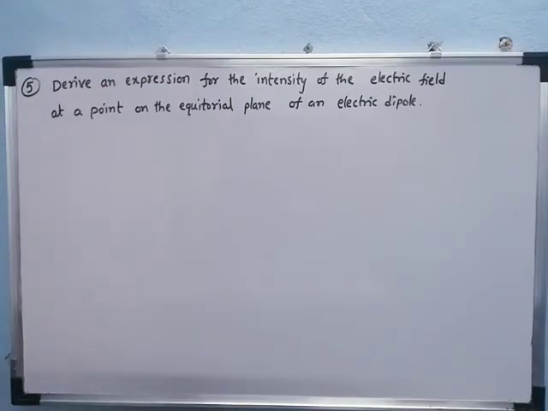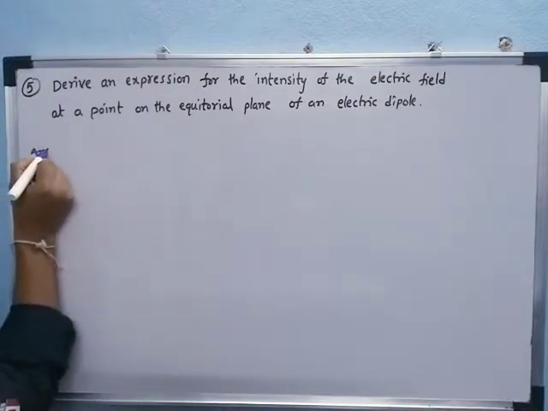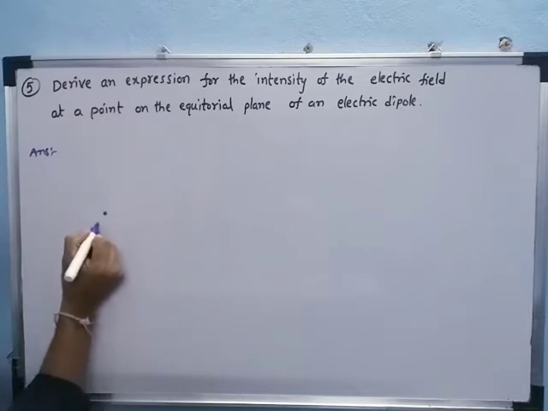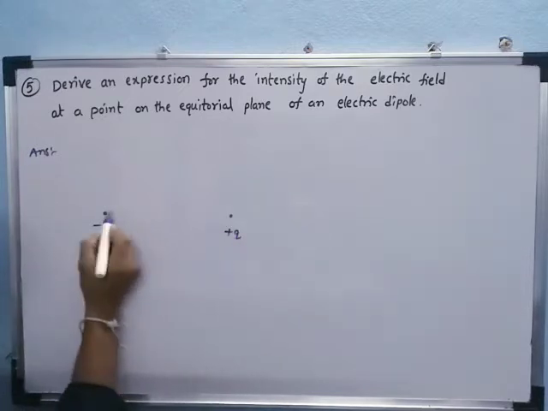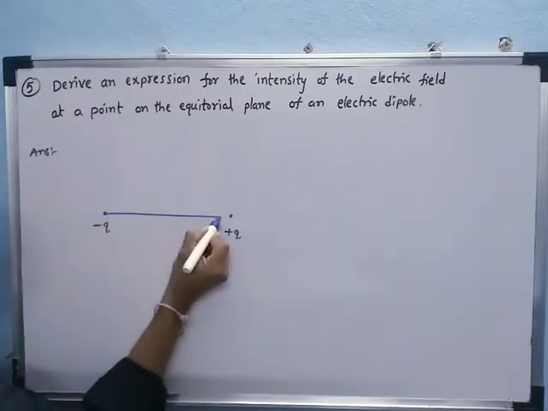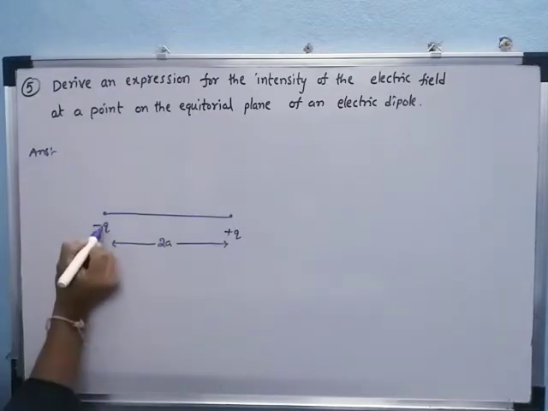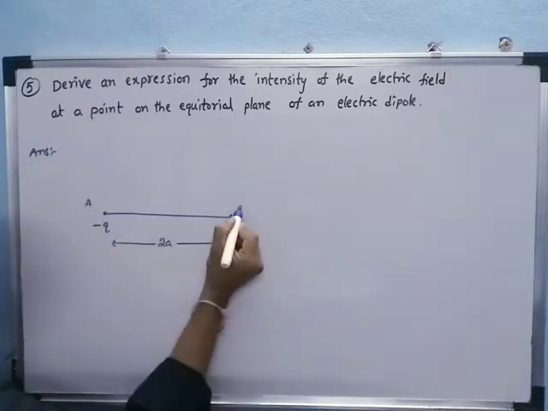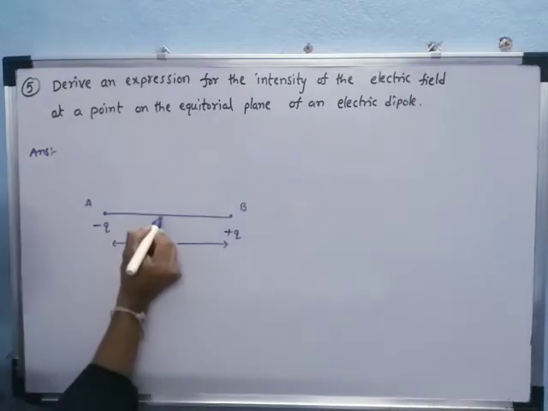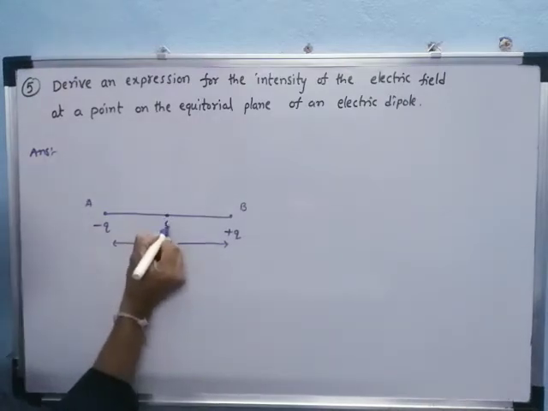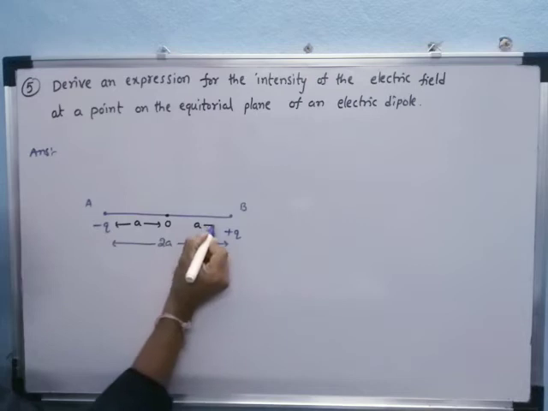Let us consider an electric dipole. The electric dipole is nothing but one negative charge and one positive charge. These two charges are separated by a distance 2a. The negative charge is placed at point A, and the positive charge is placed at point B. Now, the center of this two-charge dipole is considered as O. O to A distance is a, and O to B is also the same distance, a.